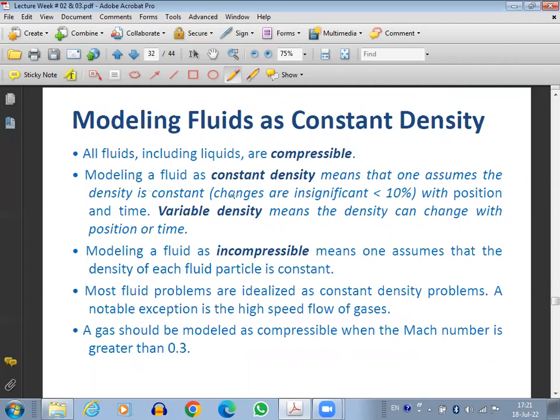So most of the fluids are considered to be modeled as constant density. Constant density means their density is not varying. If their density is not varying with pressure, that means they are incompressible. Okay. So most of the fluids, mostly liquids. But for the gases, obviously, they vary a lot. Okay, so they are not considered incompressible.